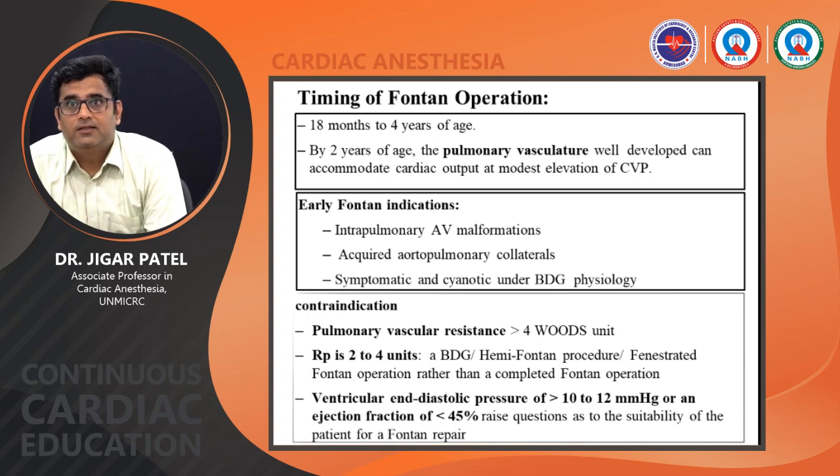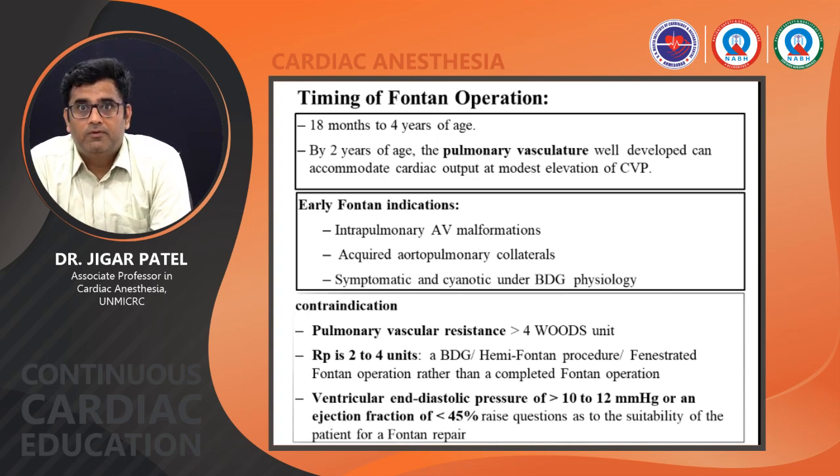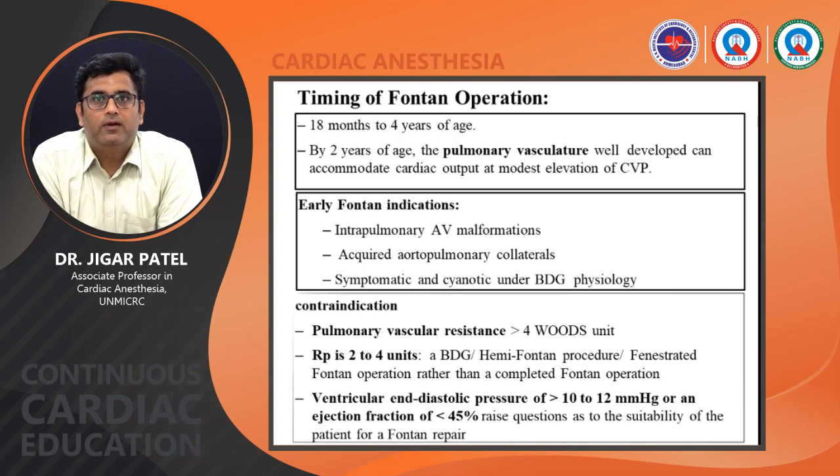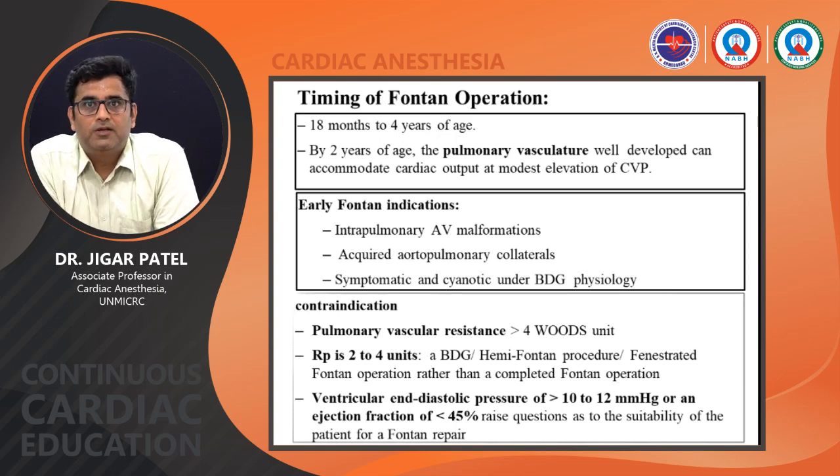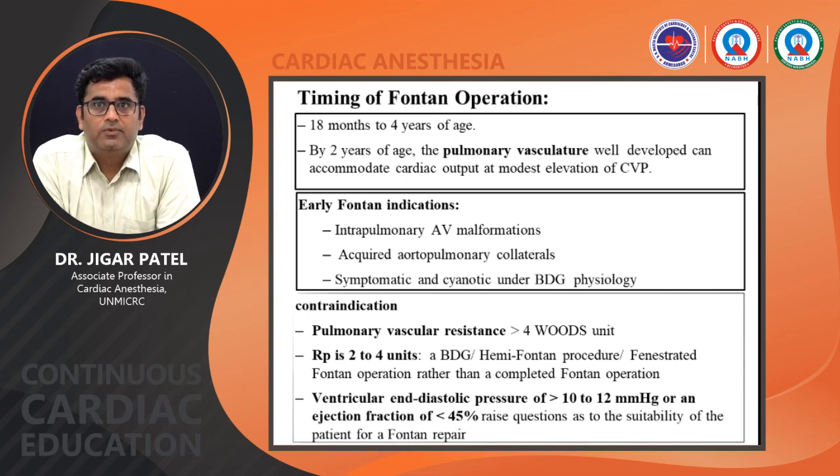Now there are contraindications to Fontan. If pulmonary vascular resistance is greater than 4 Wood units, we have to avoid doing Fontan. If pulmonary vascular resistance is between 2 to 4 units, then BDG or hemi-Fontan or fenestrated Fontan is a better choice than a complete Fontan operation. And if ventricular end diastolic pressure is more than 10 to 12 mmHg and ejection fraction less than 45, then again it raises a question about the suitability of Fontan repair. So you have to look for pulmonary vascular resistance and ventricular end diastolic pressure in pre-Fontan angiography.